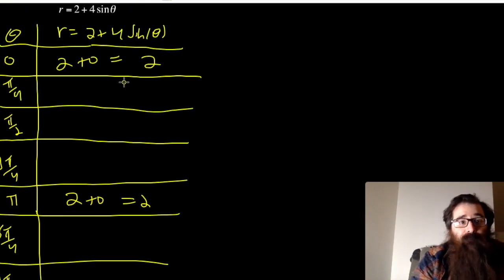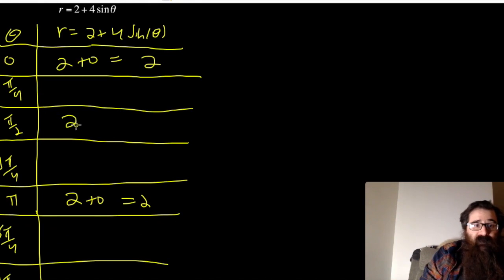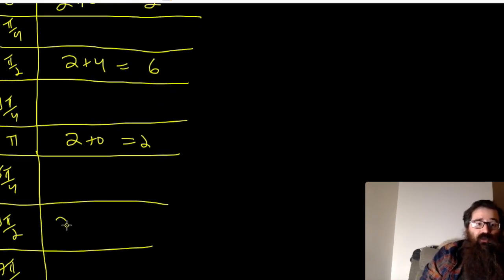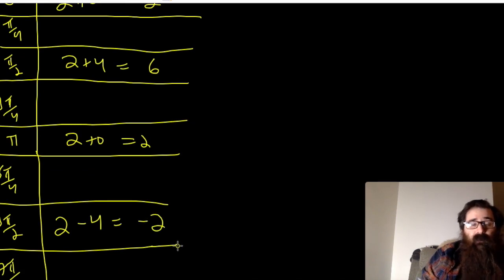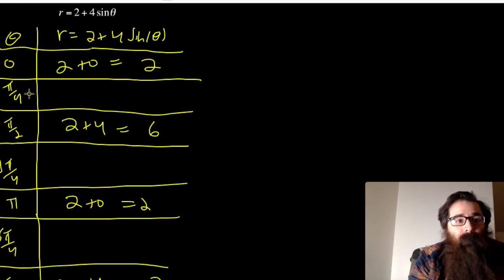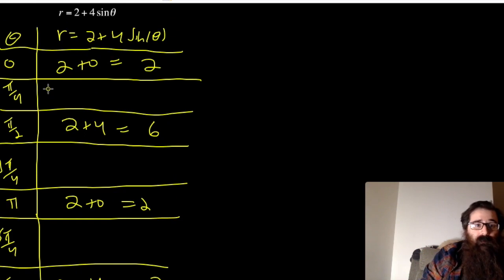Now sine at pi over 2 is 1, so that gives me 2 plus 4, which is 6. And sine at 3 pi over 2 is negative 1. So that gives me 2 plus 4 times negative 1, or 2 minus 4, which is negative 2. So far so good. Got a lot of information already. I want to remember that sine at pi over 4 is radical 2 over 2. So that's 2 plus 4 times radical 2 over 2, which is 2 plus 2 radical 2.